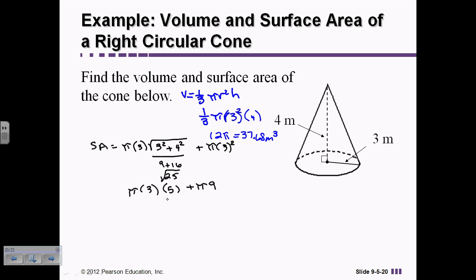And if we work all this out, we end up with 24 pi, which is approximately equal to 75.36 meters squared.